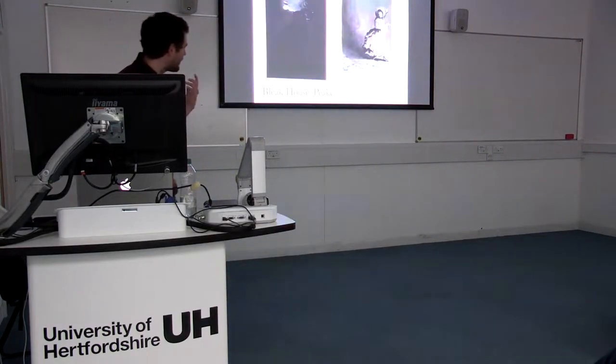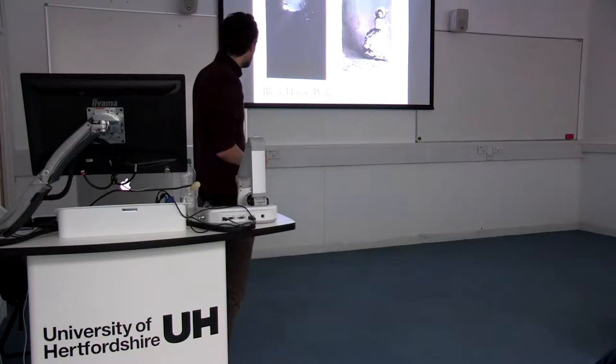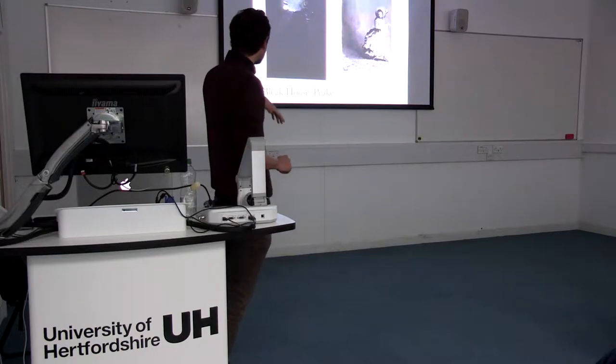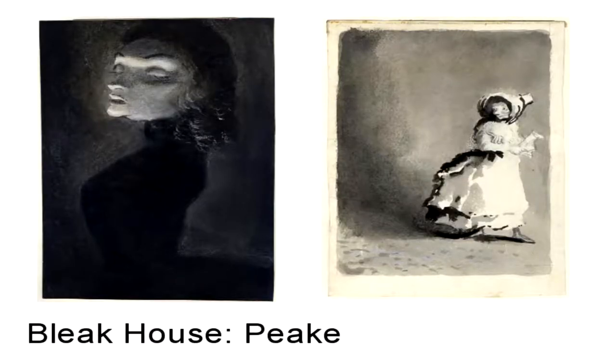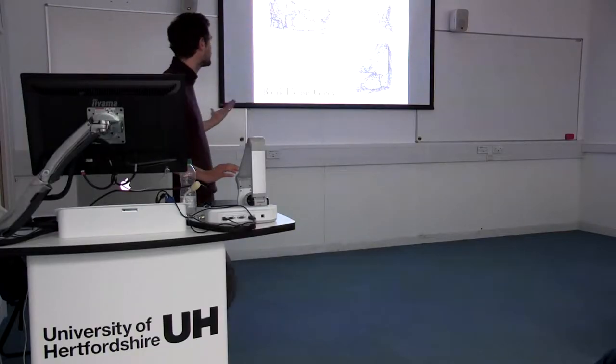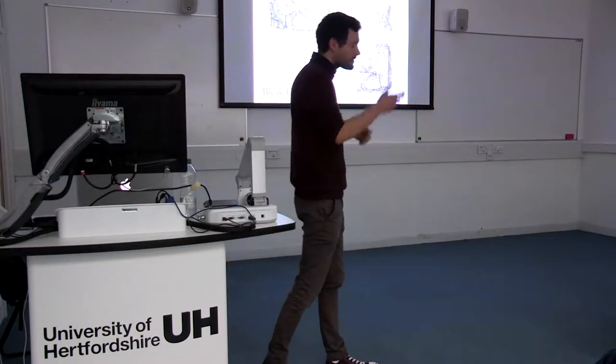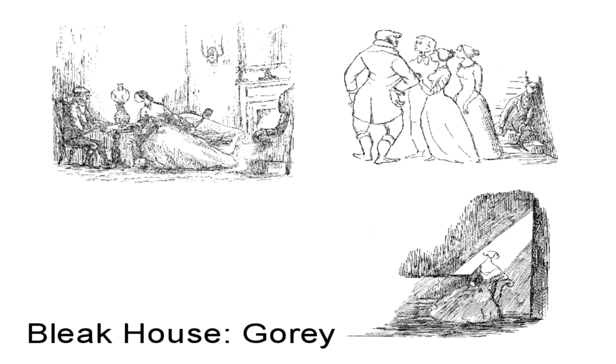And again, there's a nice little comparison that can happen here. Peake himself was very much concerned with capturing the essence of the characters. I think we've got this one on the right over there. These can be contrasted rather dramatically with Gorey's illustrations for Bleak House, where the character is almost anonymous. We don't really care about the physical features of them, but it's more about placing them somewhere and capturing the essence and the mood at that point in time.